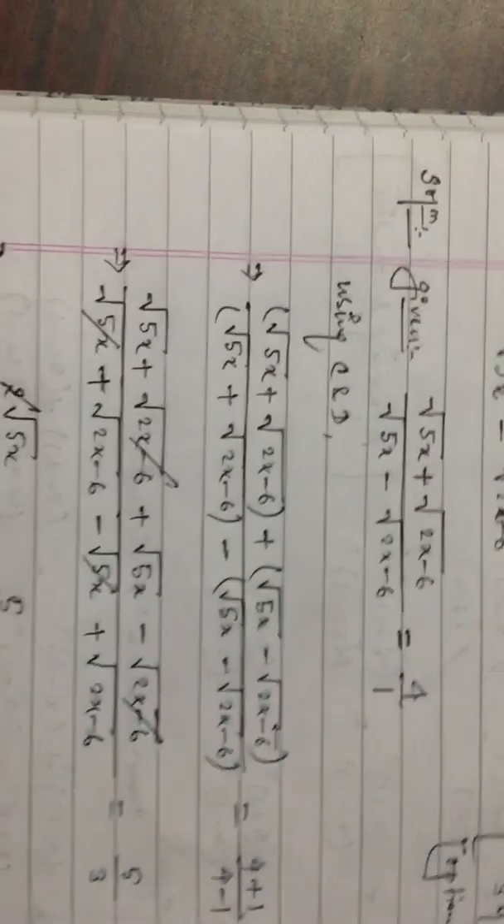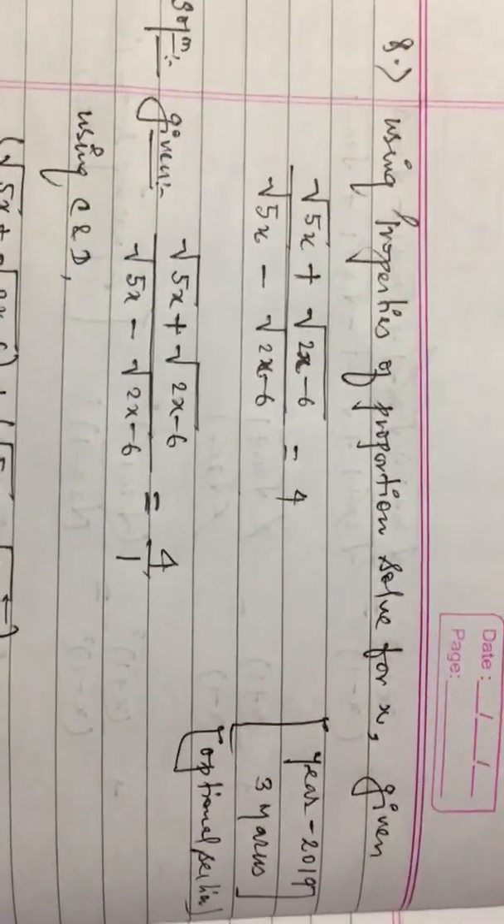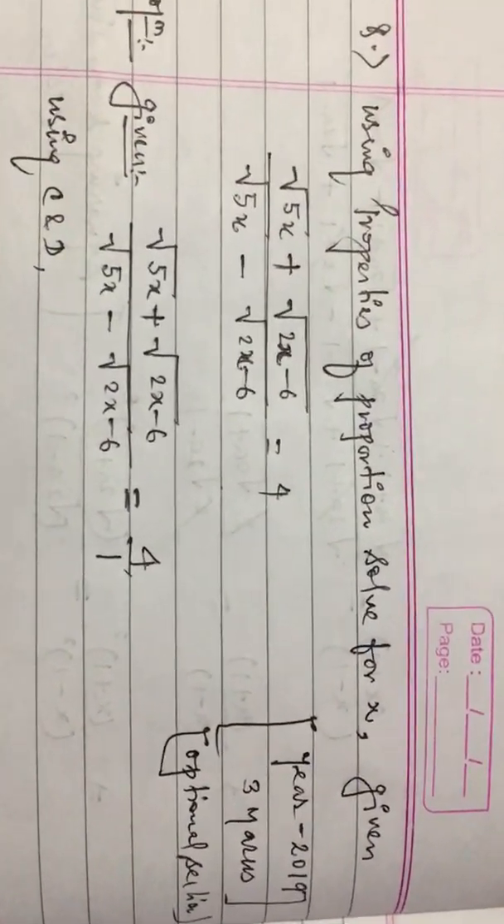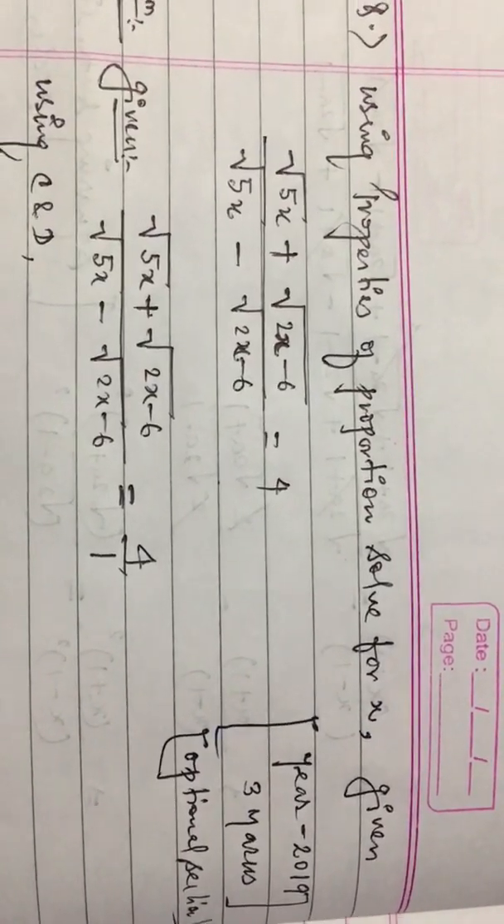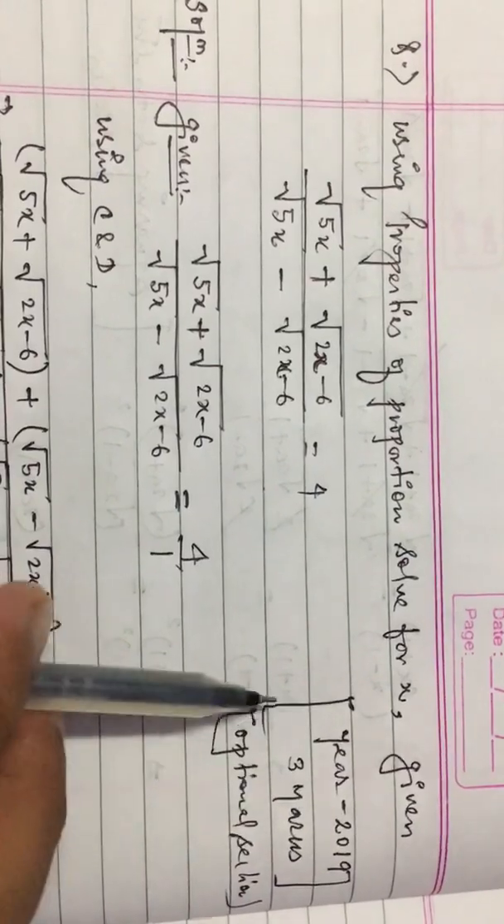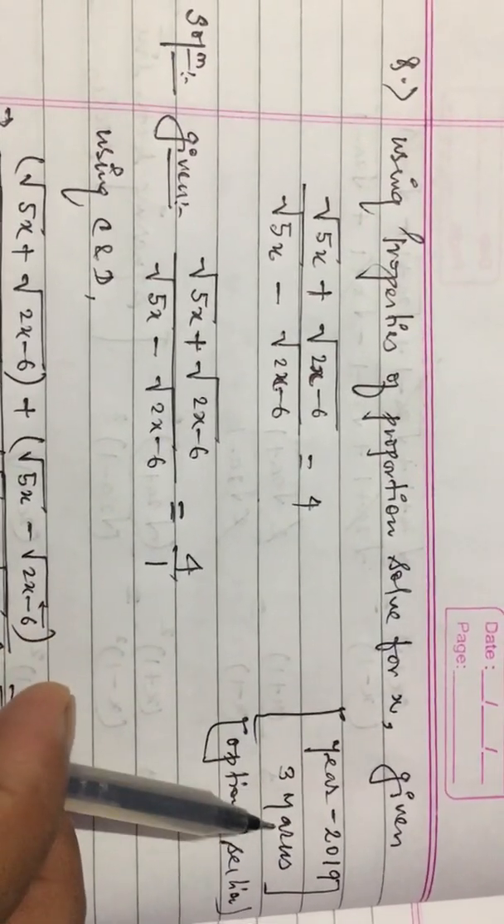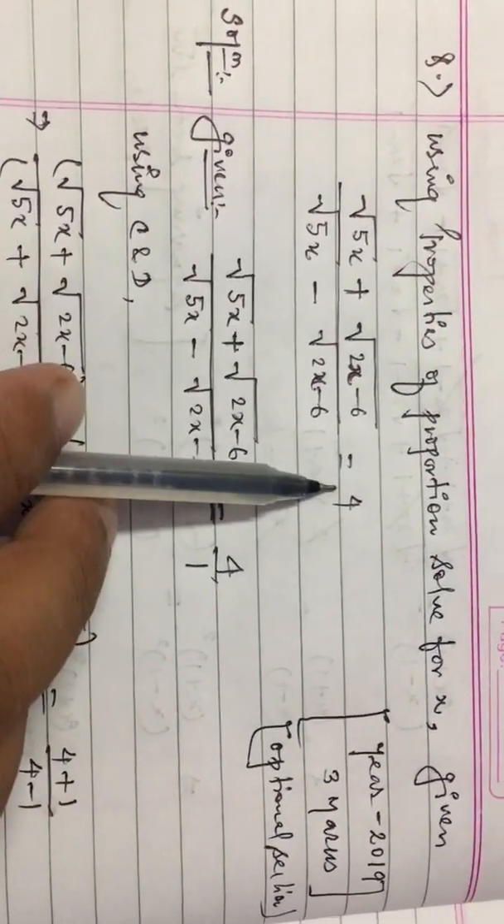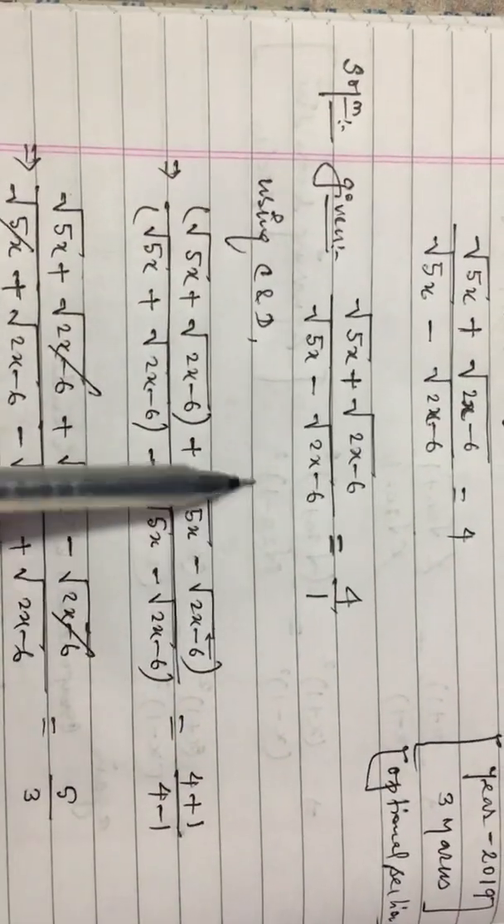Now see one more question from the year 2019, using the properties of proportion, solve for x. In 2019 only one question was asked, for 3 marks in the optional section. This is the question. So again we are applying c and d.